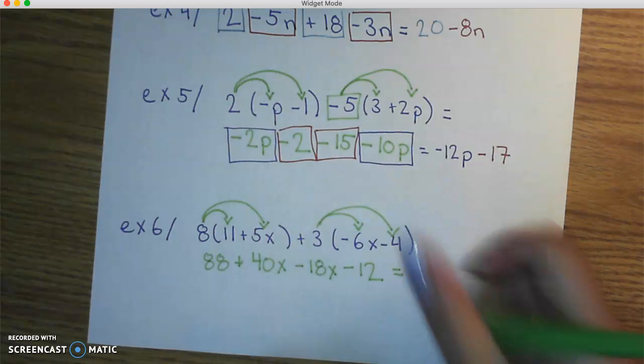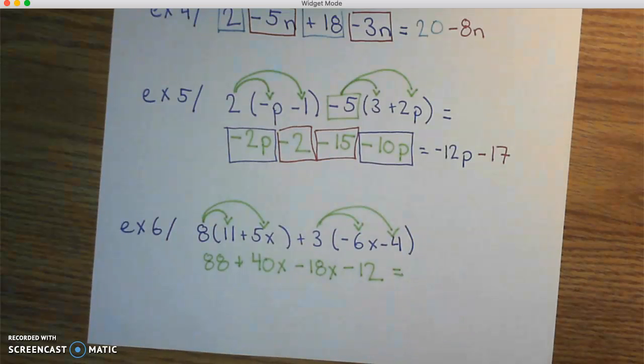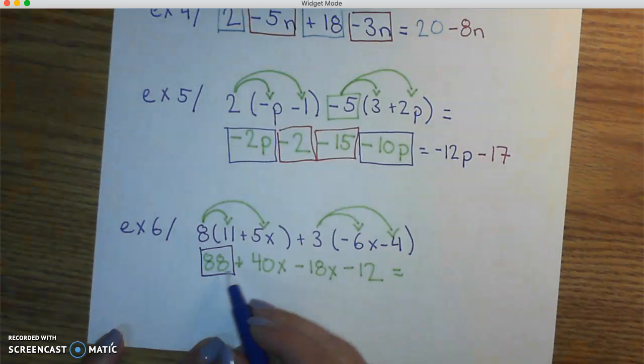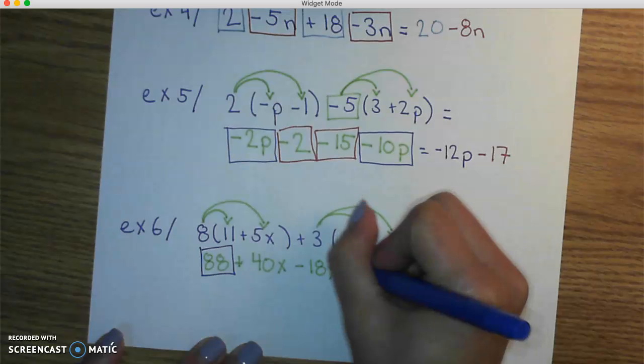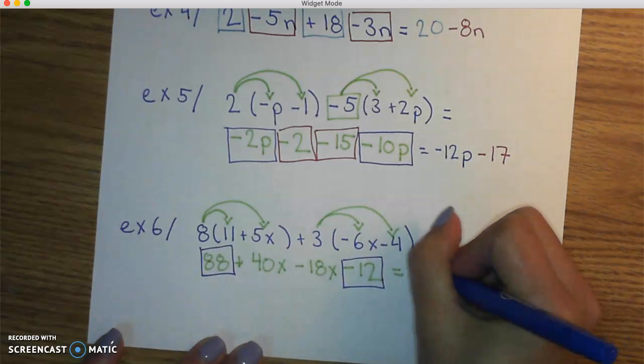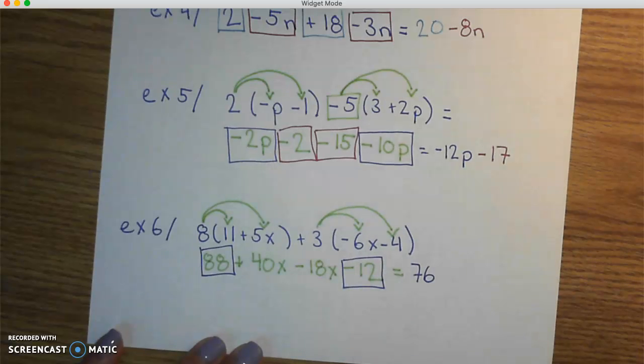All right, let's see the teams. First up, I have team constant, 88. Oh, right here, minus 12. The minus goes with the 12. So 88 minus 12 is 76.